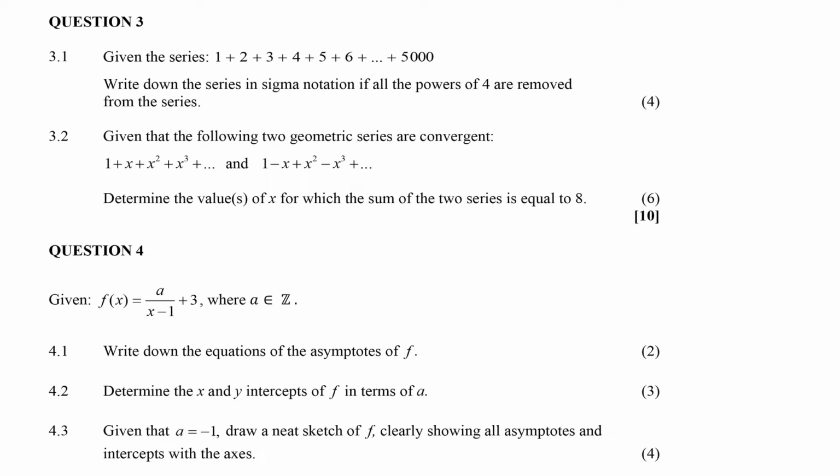All right, now we have question 3. Question 3, we have 3.1. It says, given the series 1 plus 2 plus 3 up to 5,000, write down the series in sigma notation if all the powers of 4 are removed from the series.